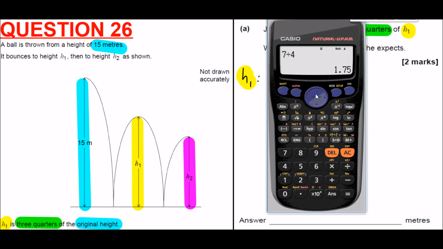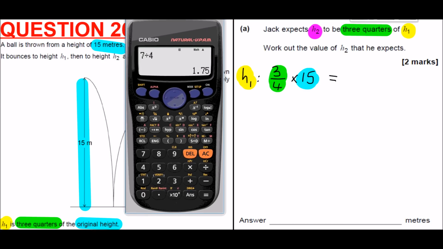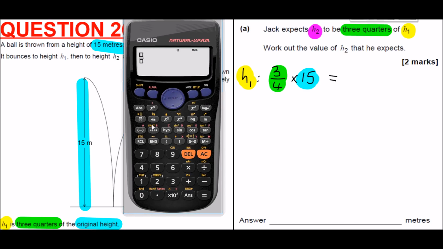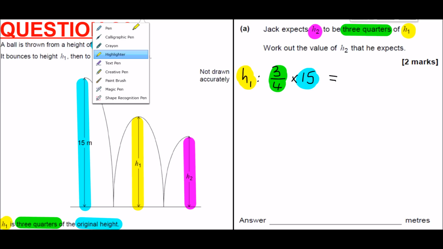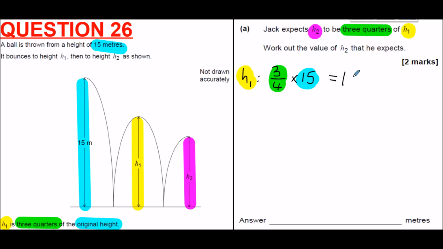So now we can just use this calculator device to work that out. So 3/4 of 15 is 11.25. And so h1 is 11.25 metres. So we can just write that down on the diagram if it helps us out.